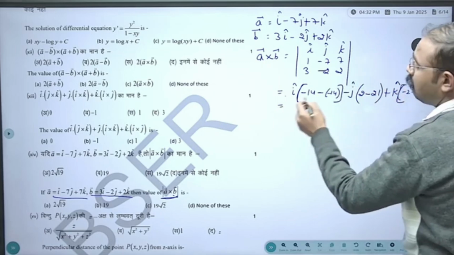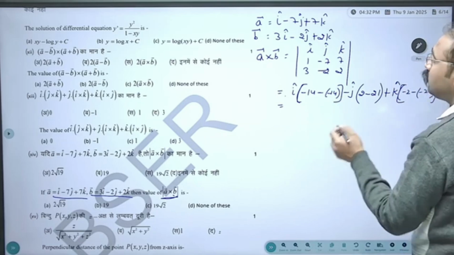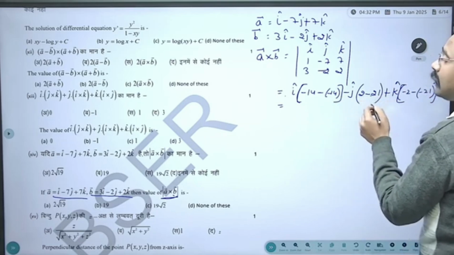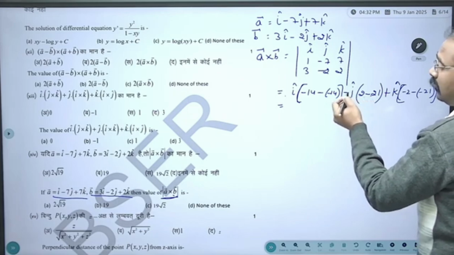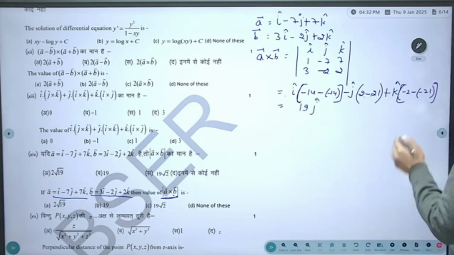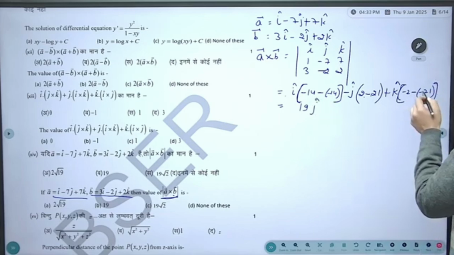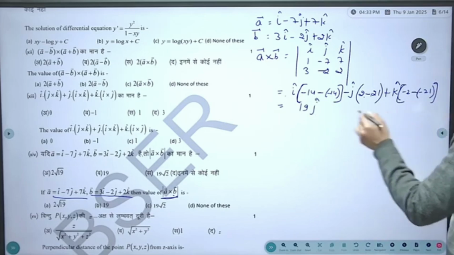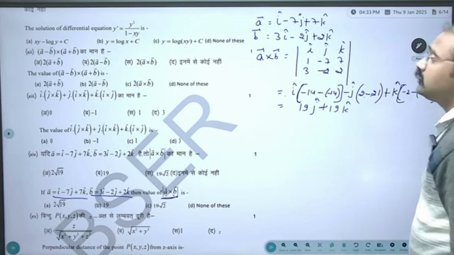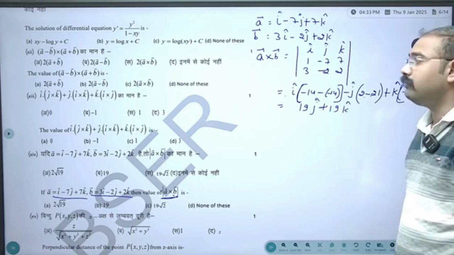So minus 14 plus 14, this will be 0. 2 minus 21 is minus 19, and with this minus, it becomes plus 19 j cap. Here minus 2 minus 21 is minus 23, so we get the k component. This is A vector cross B vector.